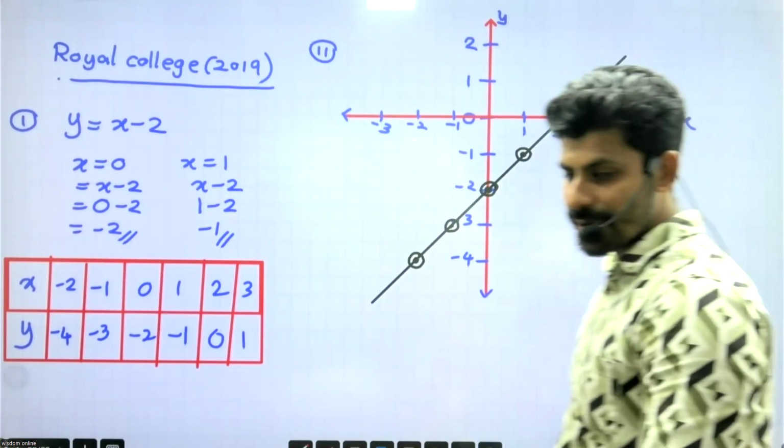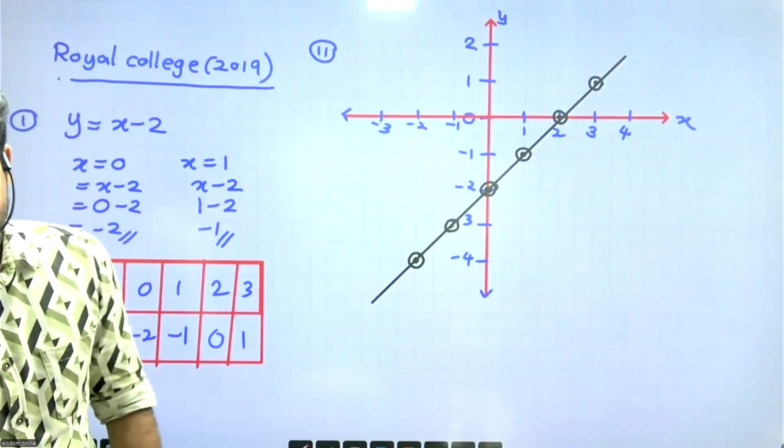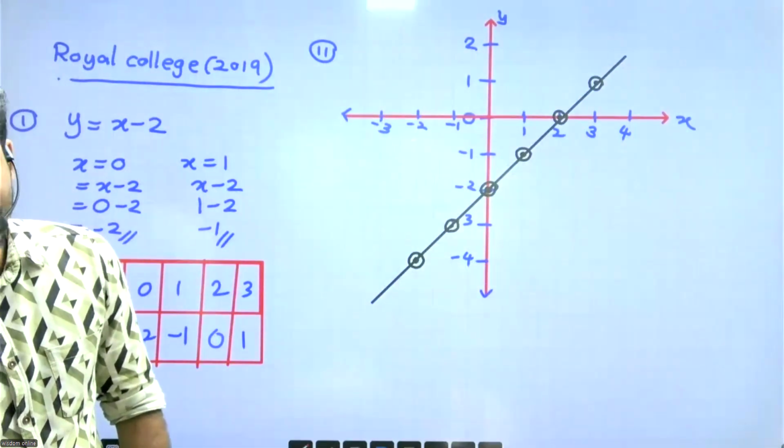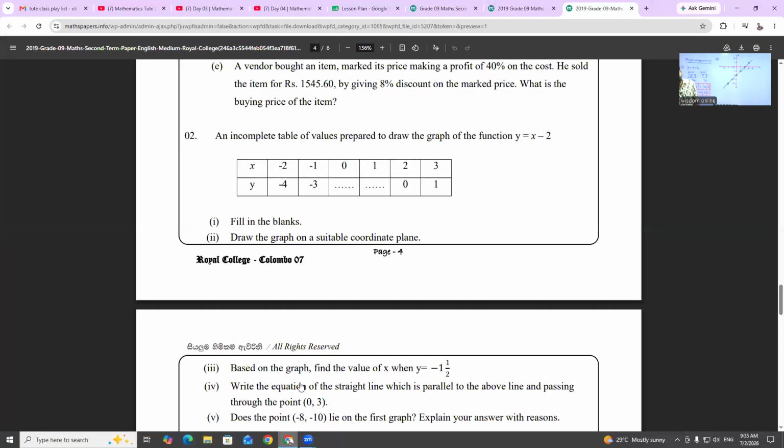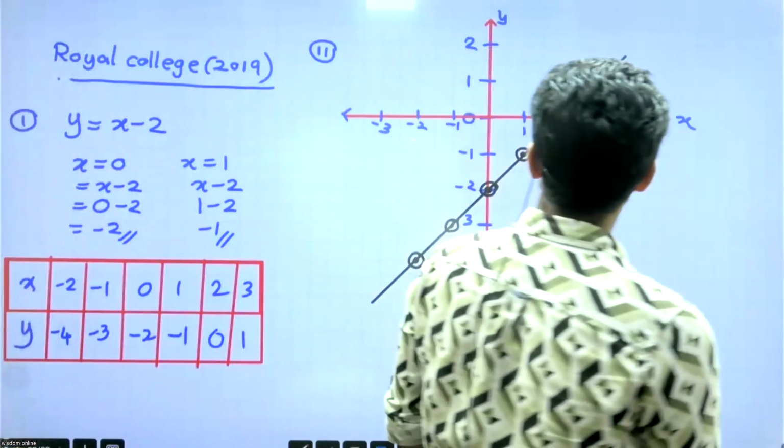Yes, so this is the graph. Let's quickly move to the next one. Look at the next one. Based on the graph, find the value of x when y equals minus half.